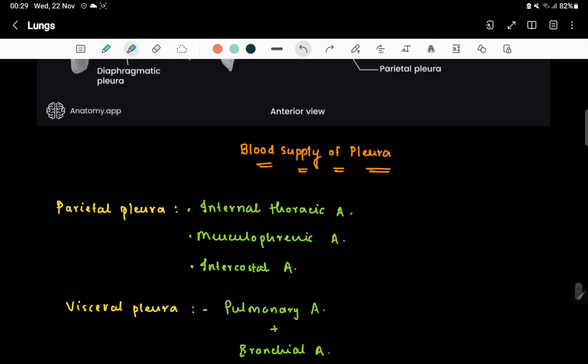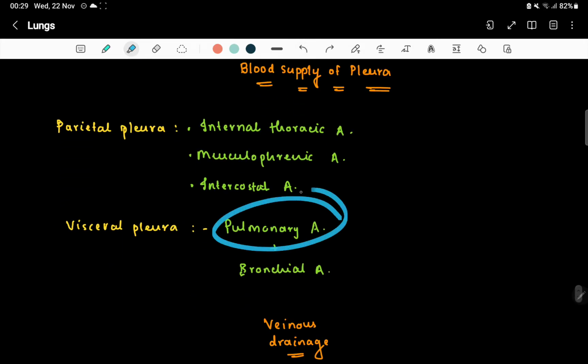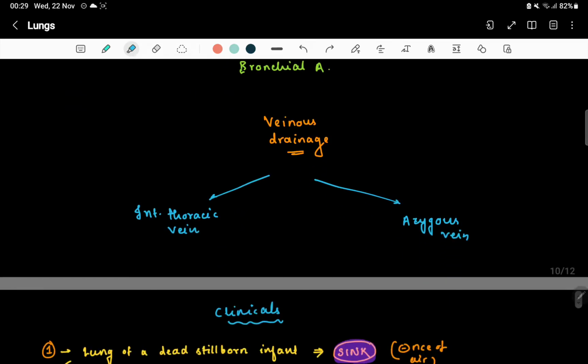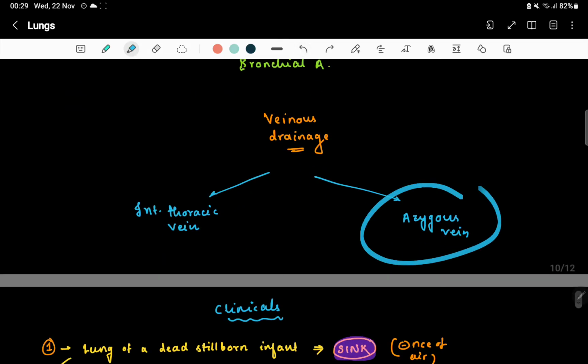Blood supply of the pleura. The parietal pleura is supplied by the internal thoracic artery, the musculophrenic artery, and the intercostal arteries. The visceral pleura is supplied by the pulmonary artery and the bronchial artery. Venous drainage is by the internal thoracic vein and the azygos vein.